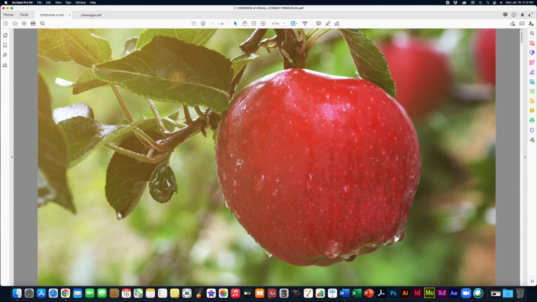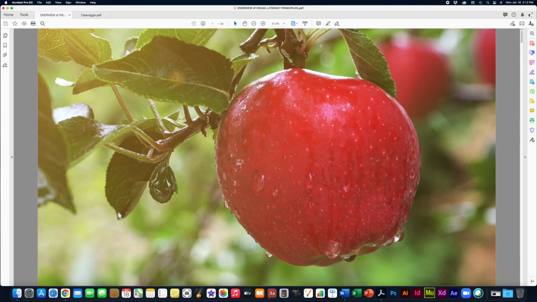But what else is going on here? A couple of things. For one thing, the apple is wet. There are drops of water all over this apple. So what does that tell you? Think about that for a minute. The apple is not sitting on a counter. It's not at a supermarket. Where is it? It's hanging on a tree, which means it's probably in an apple orchard.